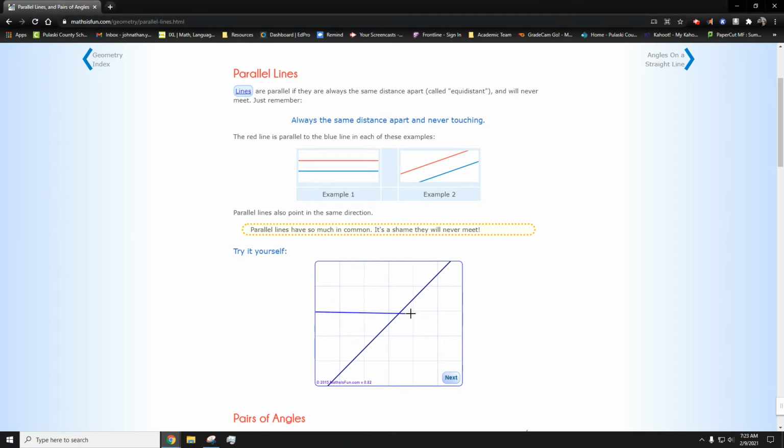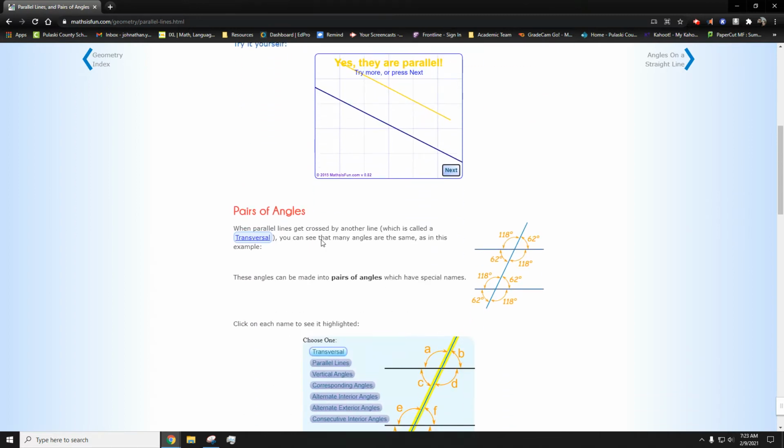And there's even a few little things you can do, like right here. See, I'm supposed to be drawing a line parallel to this, so it's not quite working. But if I do this, hey, I drew a parallel line. And you can keep playing around until you get the hang of what it means to be parallel. See? And then we get to what I really care about.